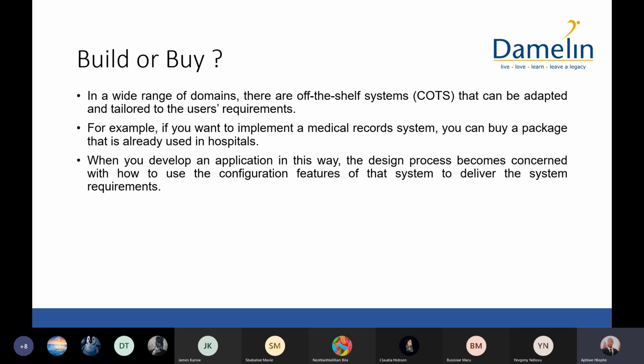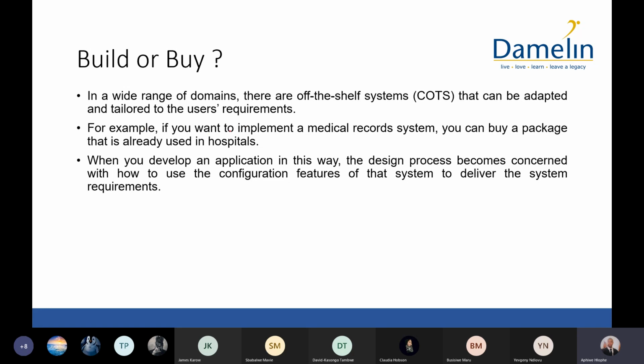If you're building from scratch, obviously you need to do some sort of reuse to make your life easier, but you also have the option of buying a solution off the shelf, okay? We have commercially off-the-shelf solutions. In some instances, you don't really need to build the system because a solution already exists on the shelf. You just buy a generic system and apply it to your organization, and you tweak it to whatever possibilities they offer you to tailor it to. So you can see that commercially off-the-shelf systems can be adapted and tailored to the user requirements.